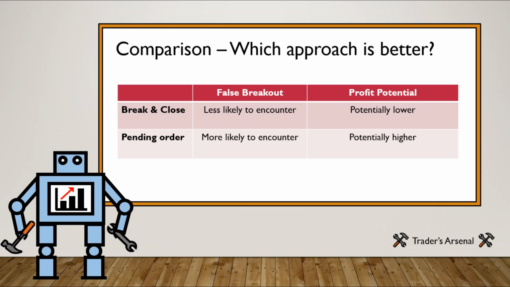If you are a more conservative trader, you may want to go for the break and close method. But if you are a slightly more aggressive trader, you can opt for the pending order method. Regardless of which method you choose, stick with it and do not switch between methods. Otherwise, your trading results will not be consistent.